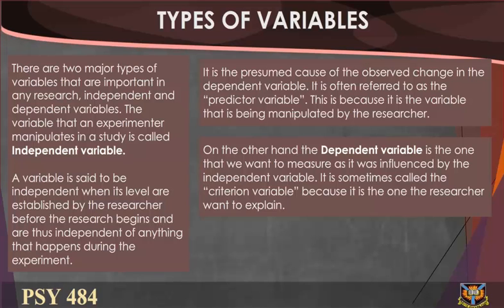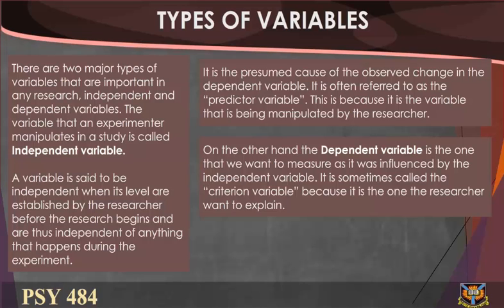Types of variables. There are two major types of variables that are important in any research: independent and dependent variables. The variable that an experimenter manipulates in a study is called the independent variable. A variable is said to be independent when its levels are established by the researcher before the research begins and are thus independent of anything that happens during the experiment.